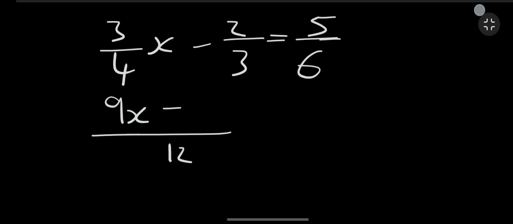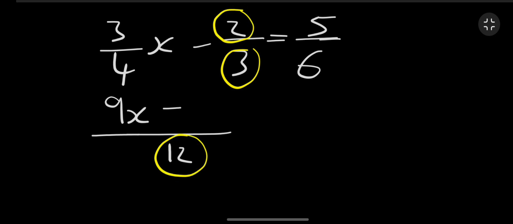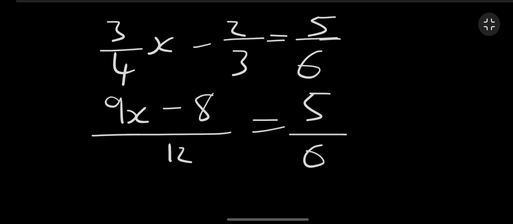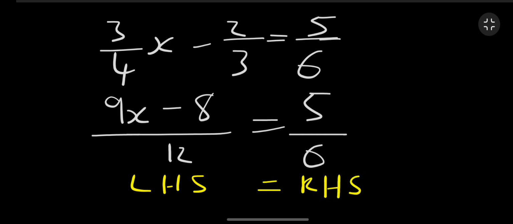And say minus, then 3 into 12, that is going to be 4. Then we multiply that 4 by 2, it's going to give us an 8. So we write 8, which is equal to 5 all over 6. So now on the left hand side, we now have a single fraction, and also on the right hand side we also have a single fraction.